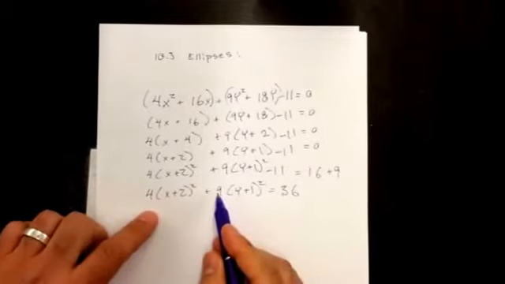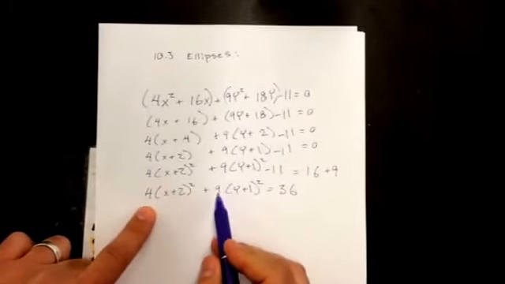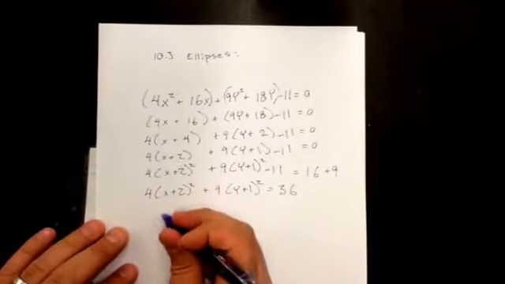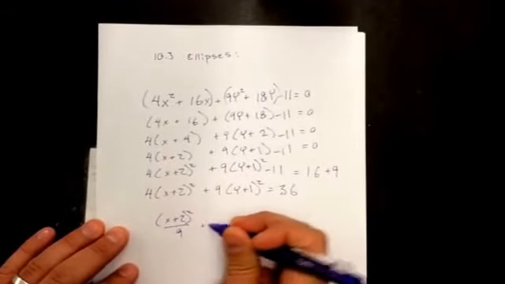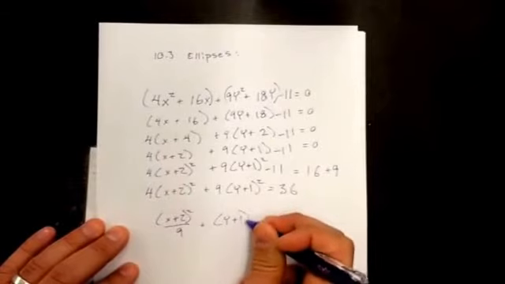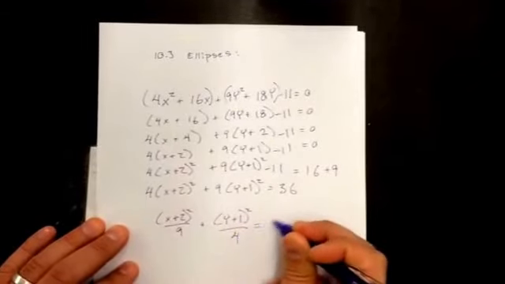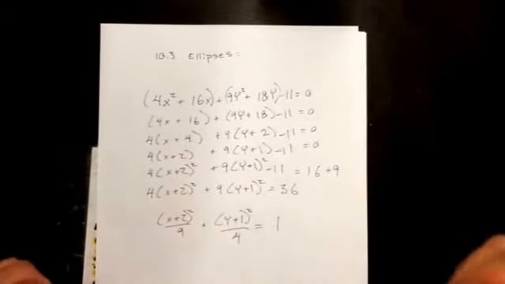These are different numbers, which makes it an ellipse, plus in different numbers. So I'm going to divide by 36. And now it's in the right form, so we can go through the whole process.